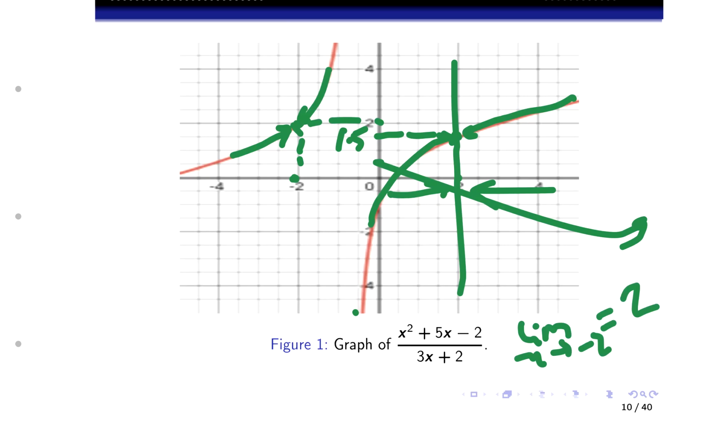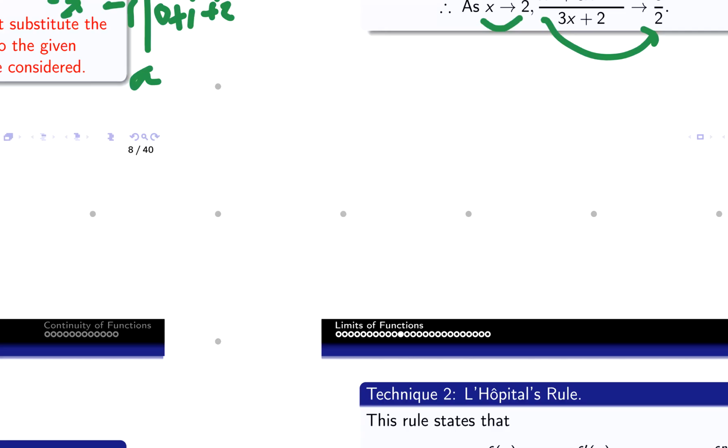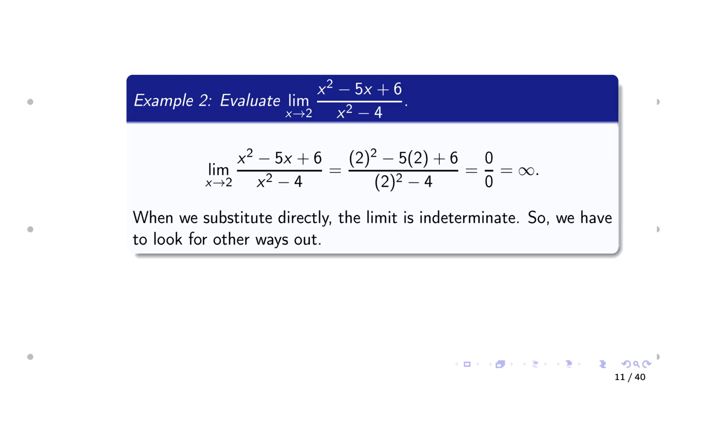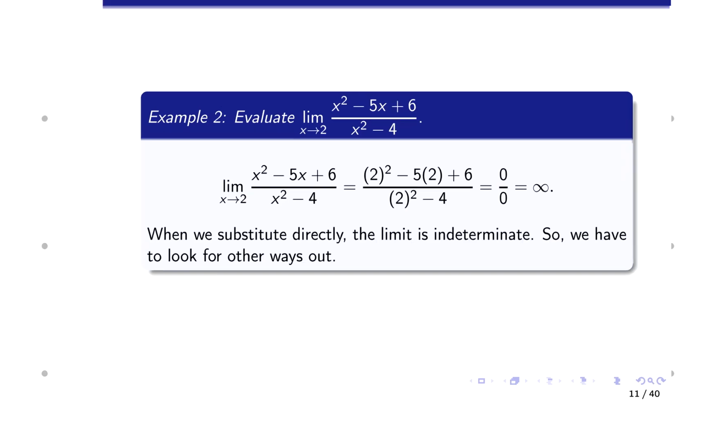Okay, so let's go to slide 11 to see another example. Now you see the first evaluation we did, we got a good answer, which is 3 over 2. Now here, let's see this. Evaluate the limit of x squared minus 5x plus 6 divided by x squared minus 4 as x approaches 2.